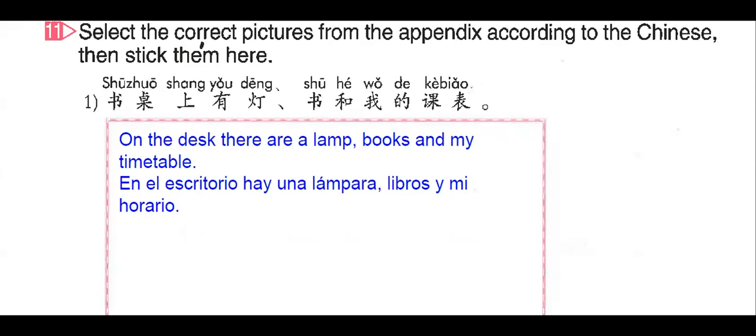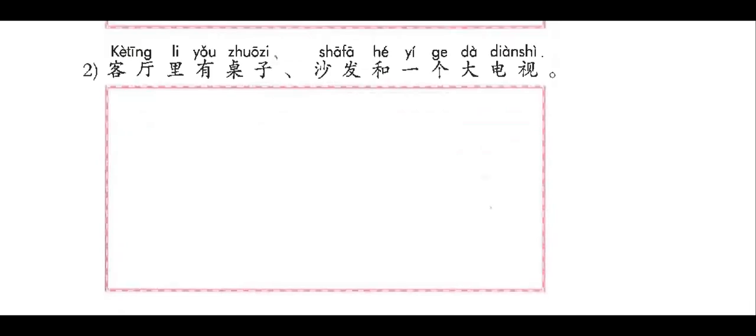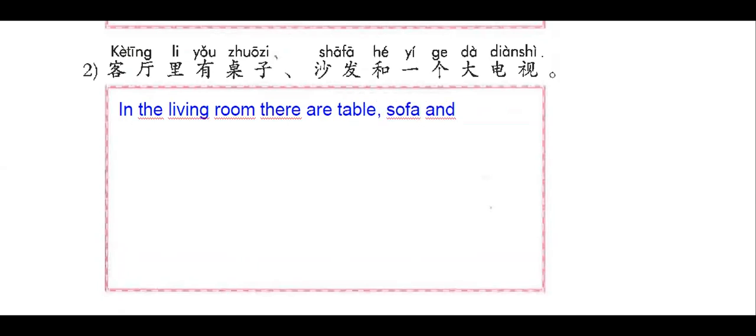Number 2. 客厅里有桌子、沙发和一个大电视. So we can say that in the living room. Don't worry about the other sentence in English or in Spanish, because I'm respecting here the Chinese sentence structure, okay? Just for you to understand what is being said in Chinese. So in the living room, or we can say inside the living room, there are a table, sofa, and a big television, okay?